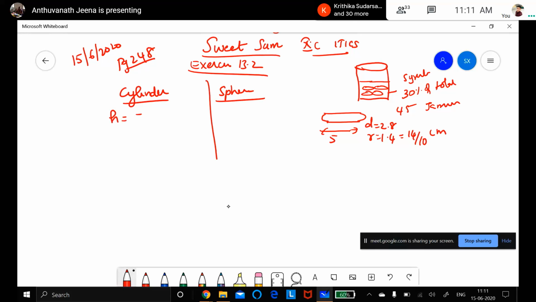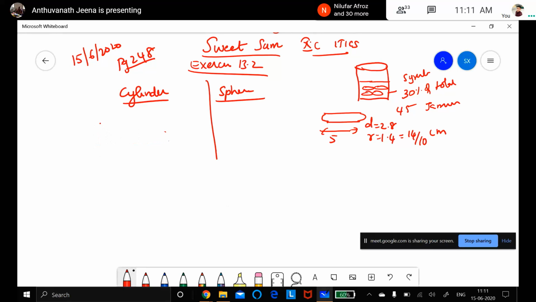For the cylinder height, 2.8 must be subtracted from 5. What will you get? 2.2. This calculation and all should be done in the rough column.